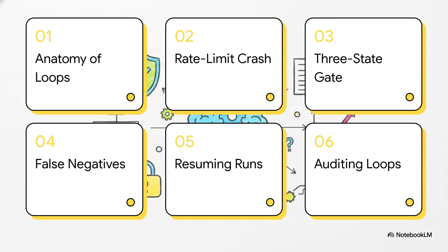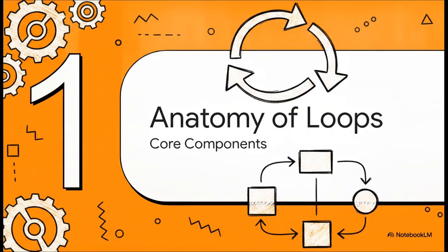We'll quickly cover the anatomy of agent loops, dive into the rate limit crash itself, introduce the three-state gate, lay out some hard rules for false negatives, talk about how to resume a crashed run, and finally, how to audit your existing loops.